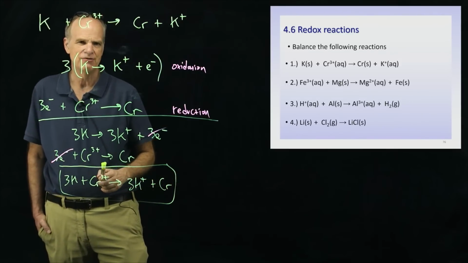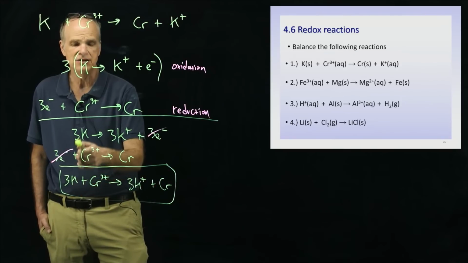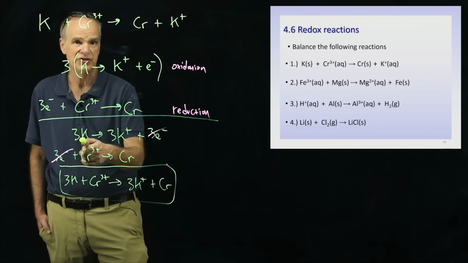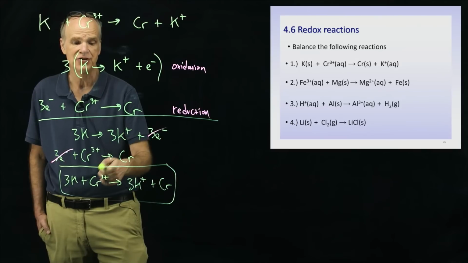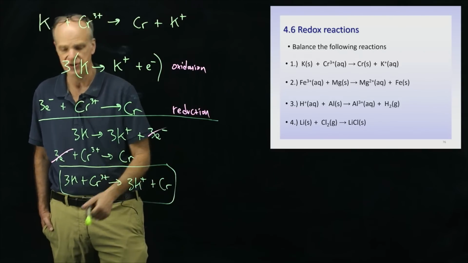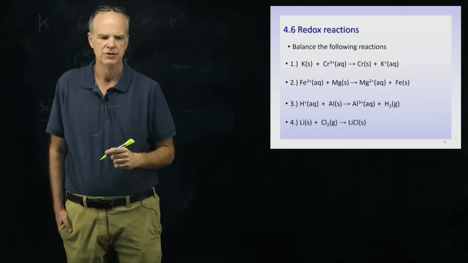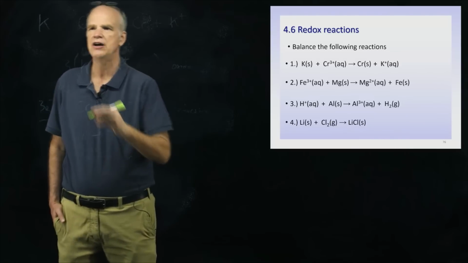So one thing that's kind of remarkable is that you can now see that you need 3 of these potassium oxidations to give enough electrons for 1 chromium reduction. So that often happens in these redox equations. Okay, so let's move on to the next one. So reaction 2 is as follows.